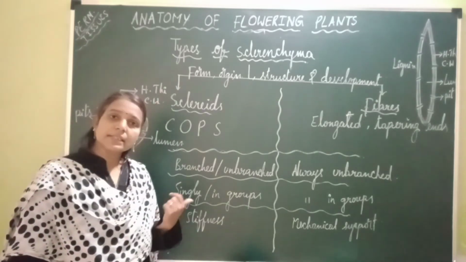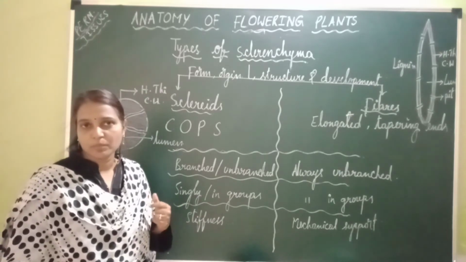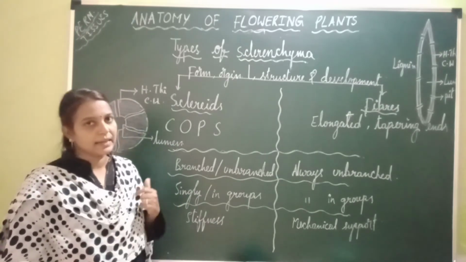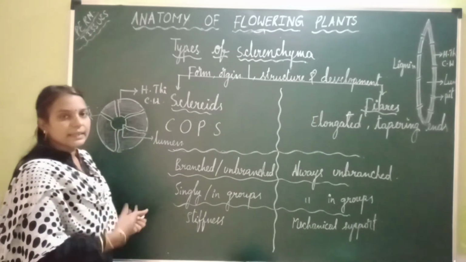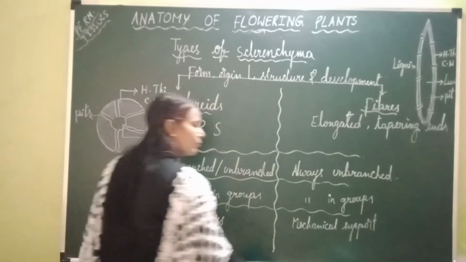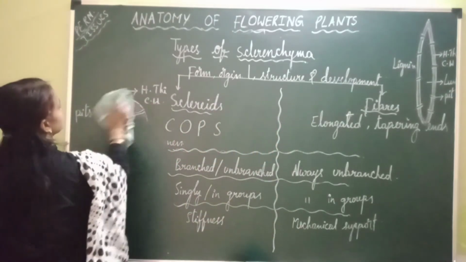Fibers are present in xylem and phloem. Xylem fibers and phloem fibers are involved in providing mechanical support and mechanical strength to the plant parts. So this is about sclerids and fibers. Now let's study some more types of sclerenchyma.